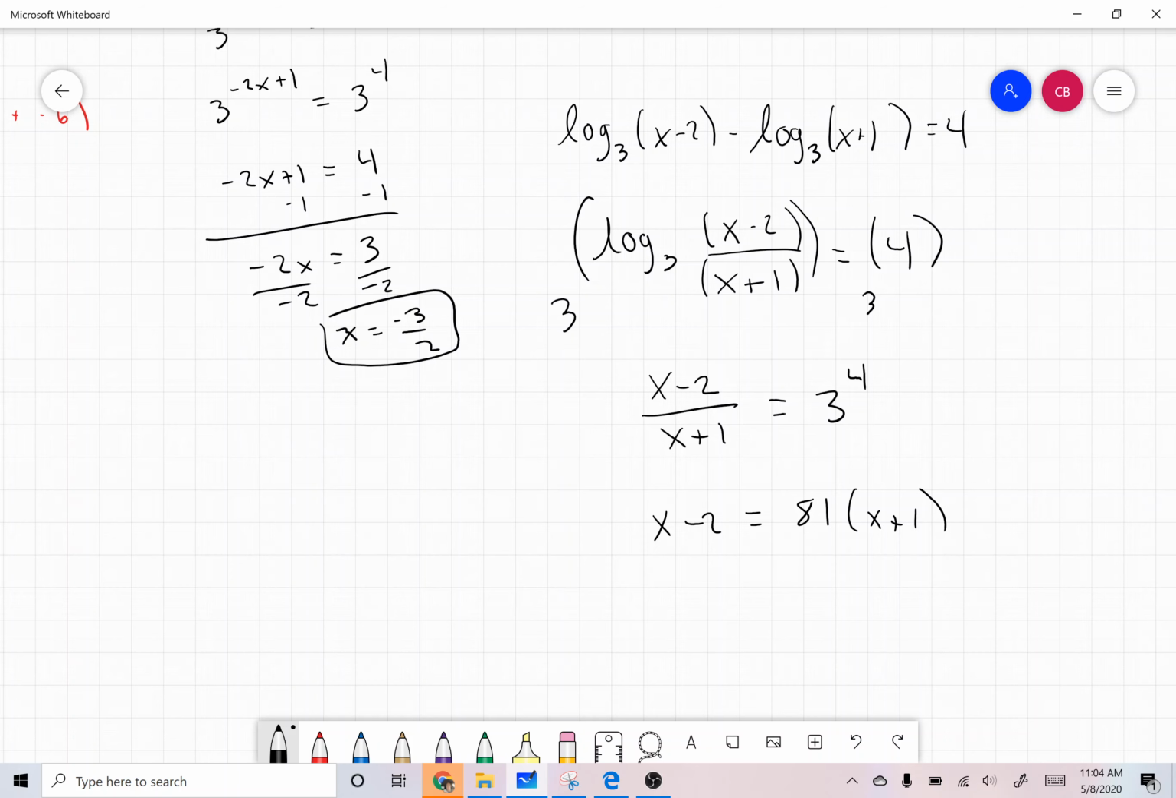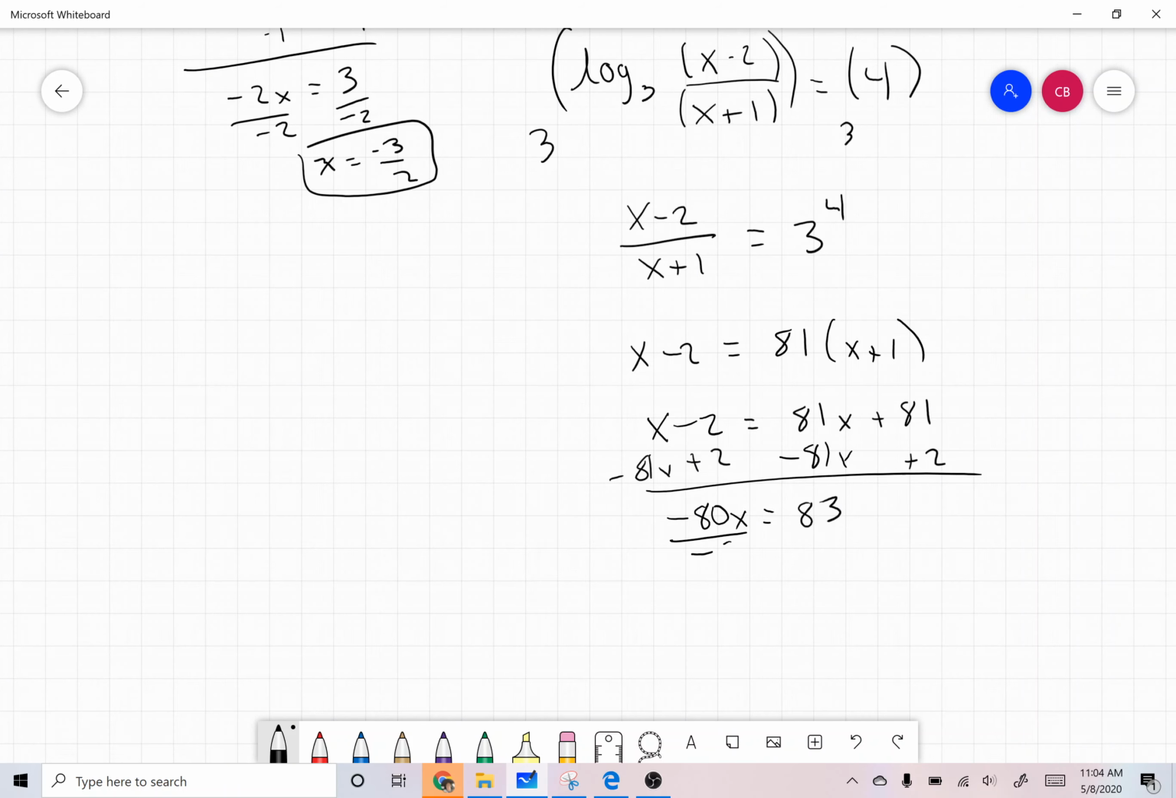And so this is going to equal x minus 2 is equal to 81x plus 81, add the 2, minus the 81. Negative 80x is equal to 83. Divide by negative 80. Oops, that's gross. What is that? And we get x is equal to negative 83 over 80.